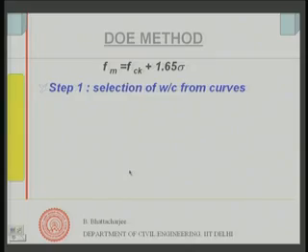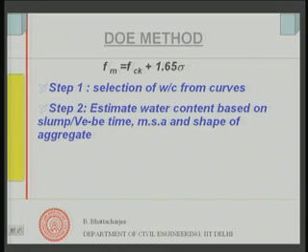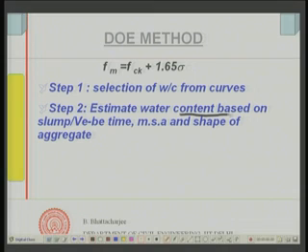So, let us just talk about the steps. The basic philosophy of the mix design remains the same in this method as well, like many other methods. We select the water cement ratio from a set of curves, then we estimate the water content based on slump, VB time, MSA and shape of aggregate. We determine the water content based on slump as well as VB time.